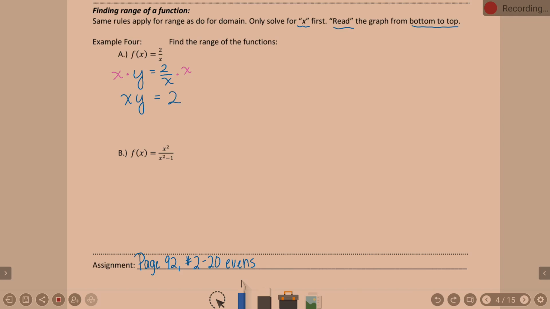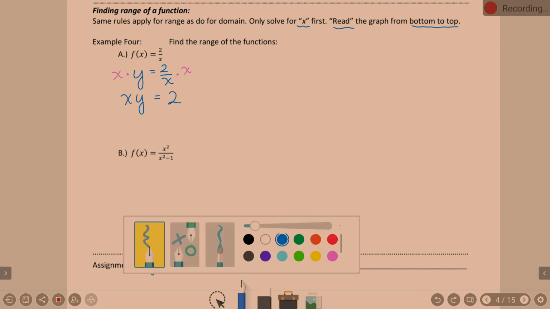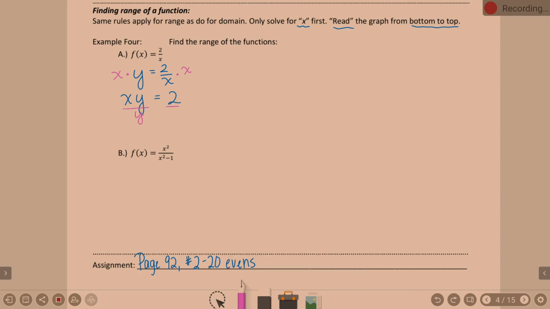Okay, if I'm trying to solve this for x, what are we going to do? It's x times y. We're going to divide by y. We now have the equation x equals 2 over y.